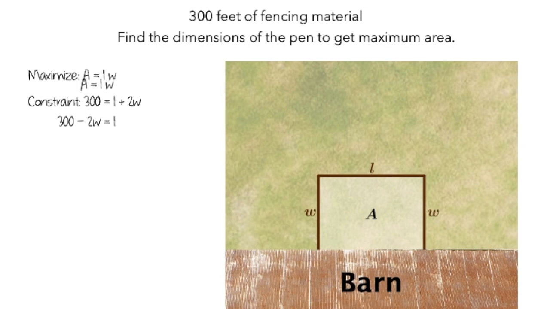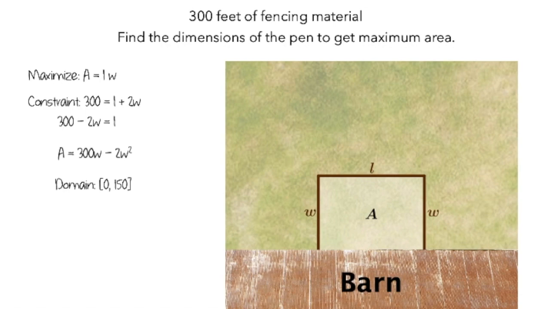Once we've done this, we can take our equation for area and substitute our new expression, 300 minus 2W, for L. Then we can distribute W to get the area is equal to 300W minus 2W squared. Now, A is a continuous function of a single variable, W. The smallest value W could be is 0 because we can't have the width of a pen be negative. The largest value W can be is 150 because if the width was 150, then all 300 feet of fencing would go into the width. So the domain of A is all numbers between 0 and 150.